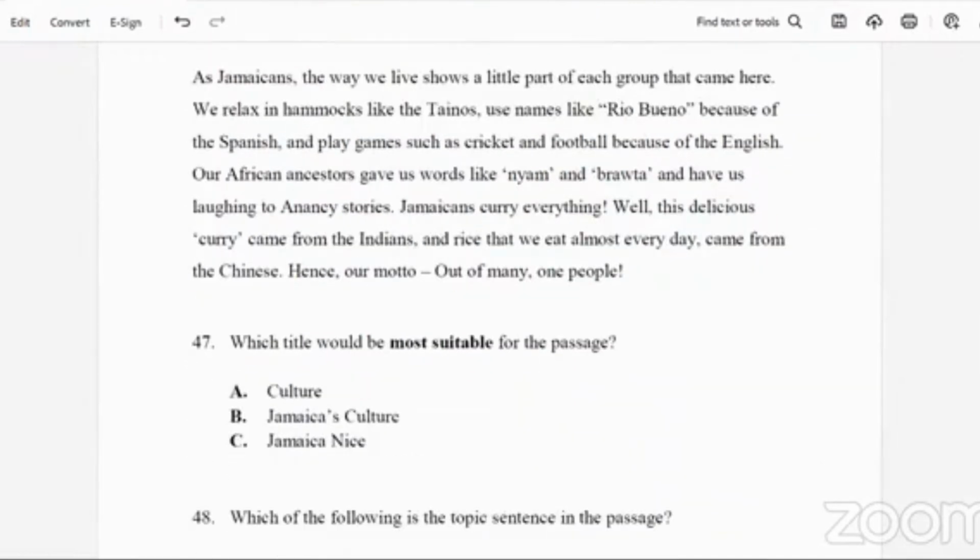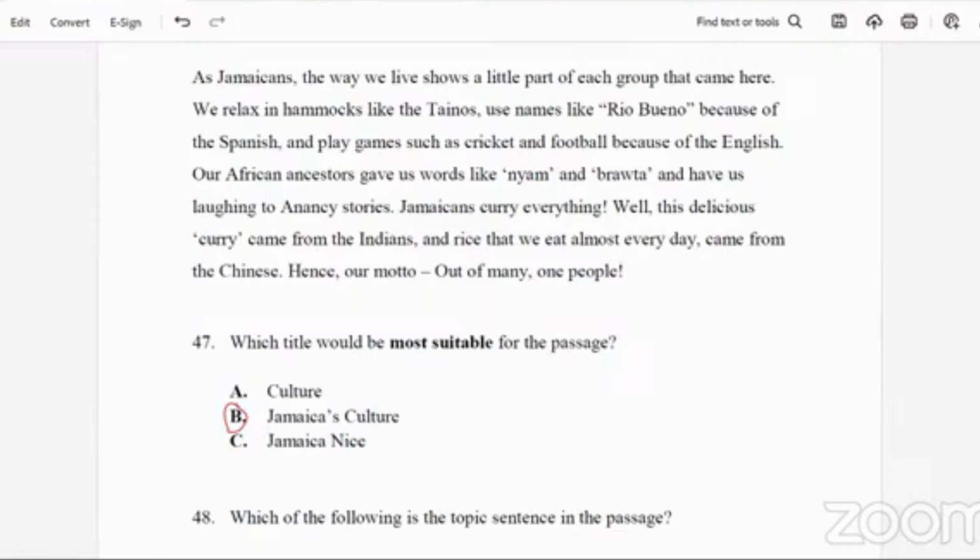It says, which title would be the most suitable for the passage? And the answer for that is B, Jamaica's culture. It's all about the culture of Jamaica and the different things that we got from the different people who came here, but it's all about Jamaica's culture.